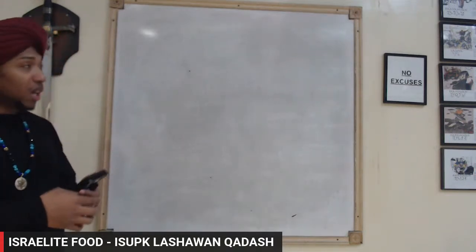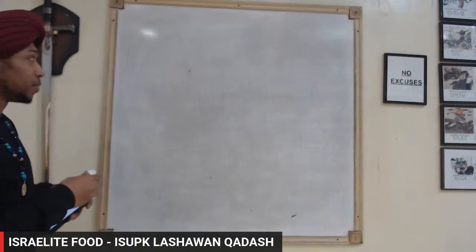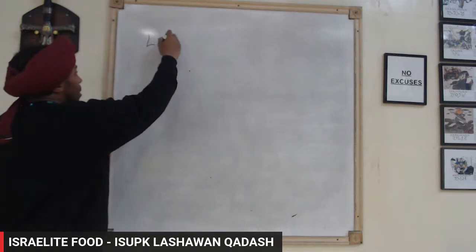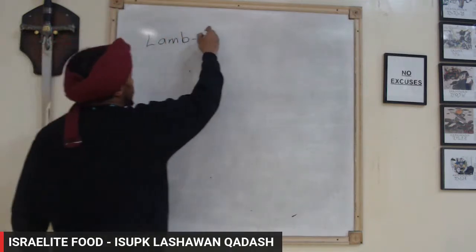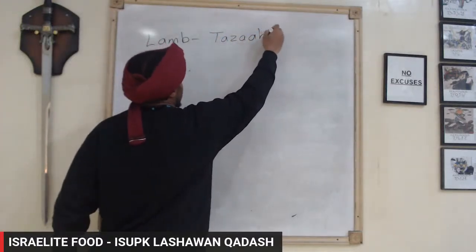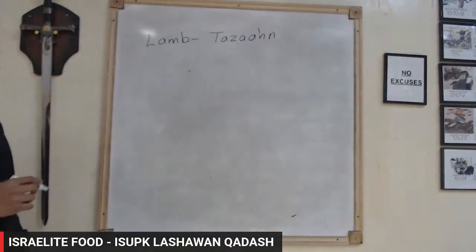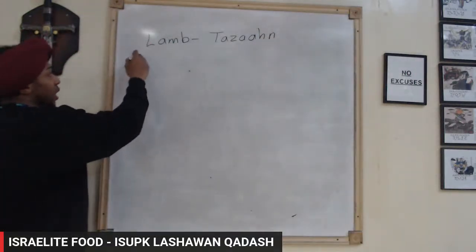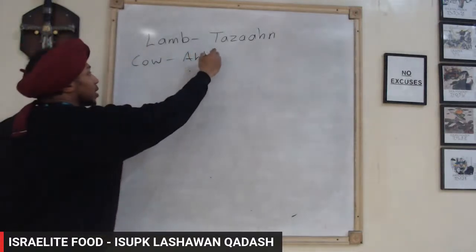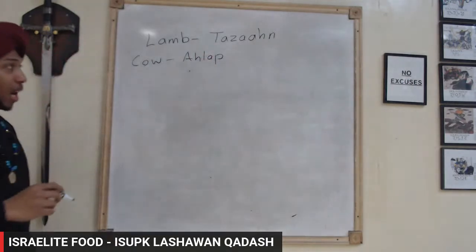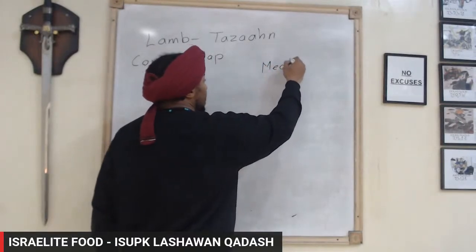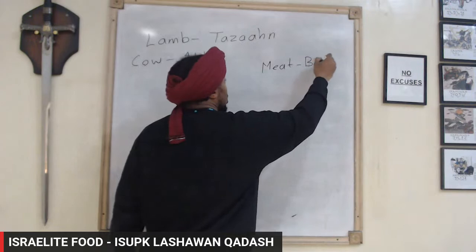Okay. Good. We got Taza'an, to say lamb. Lamb. Right? That's Taza'an. Okay? We had a cow on the board already. Let's stay with that, right? Cow. Cow was Allah. Meat is Bashar.